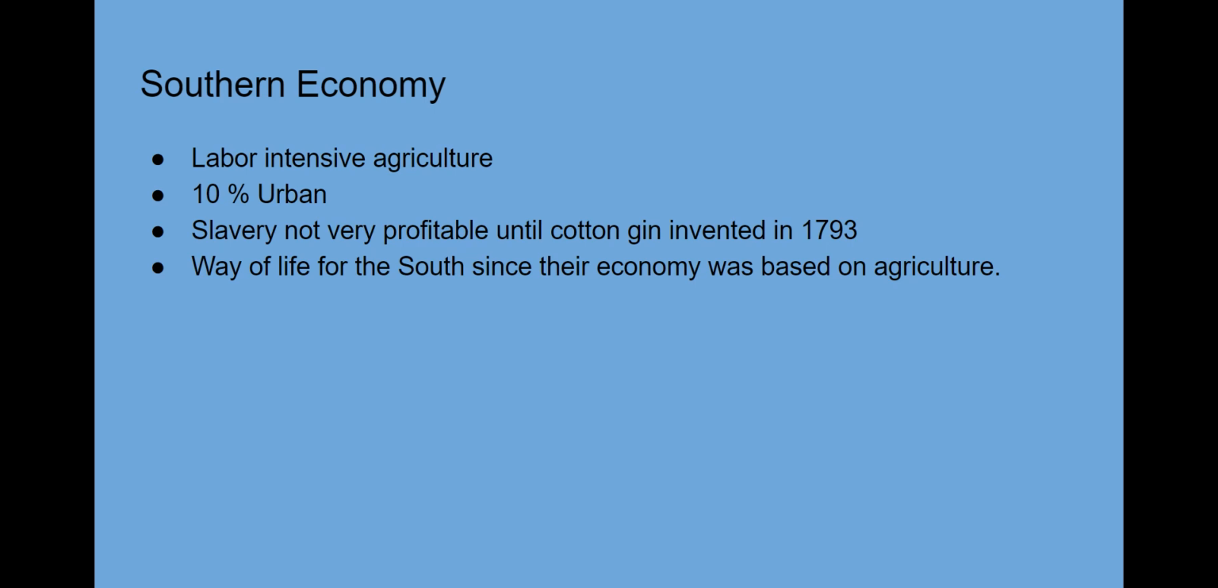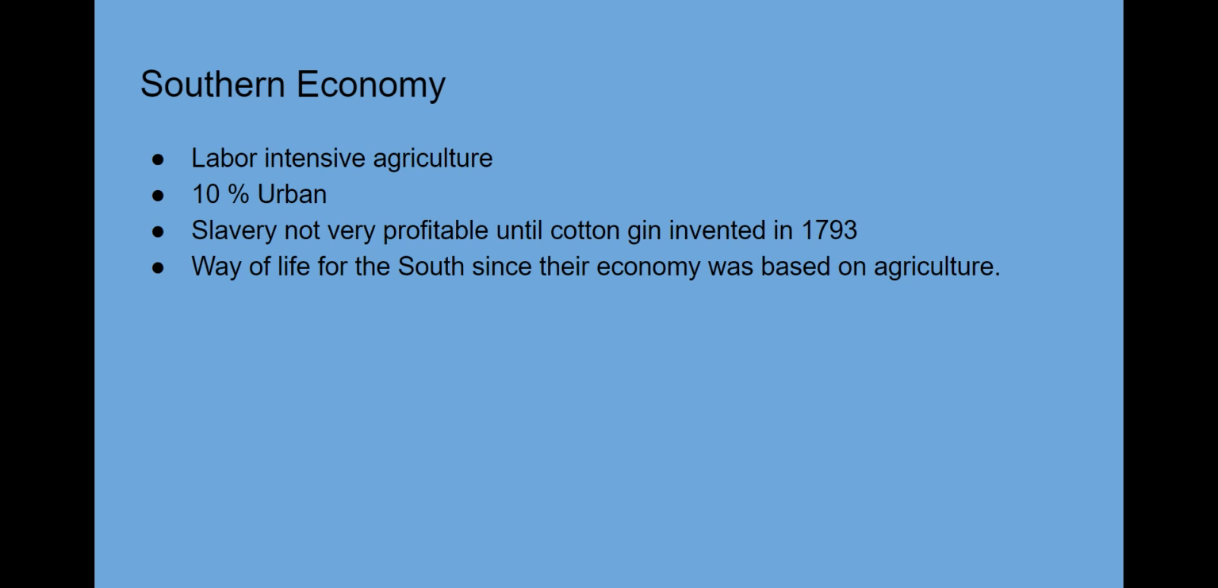Slavery in itself was not necessarily very profitable. You couldn't really just buy slaves and expect to make a profit real easily, because let's be honest, harvesting cotton and other crops is hard work to do manually. And that is how the Southern economy functioned, with manual labor. But once the cotton gin was invented in 1793, slavery all of a sudden became a lot more profitable, and it basically expanded from there and became a way of life for the South.